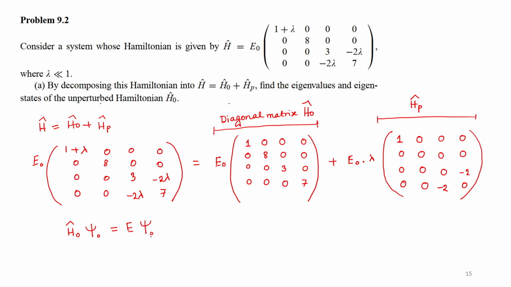Fine. Okay, so why I'm not writing E0 is because E is the energy of the unperturbed system, not E0, E naught. Because you can see here, you see now what I'm trying to say. So now you already know that this is a 4 into 4 matrix, right?